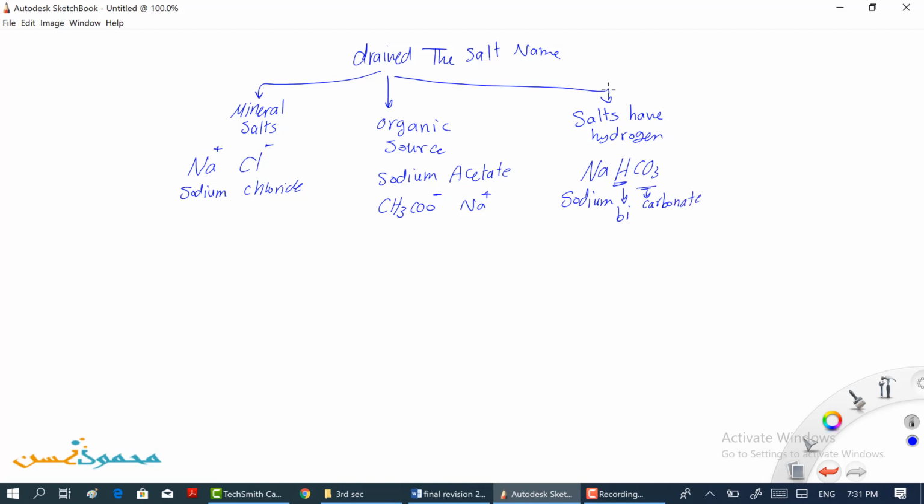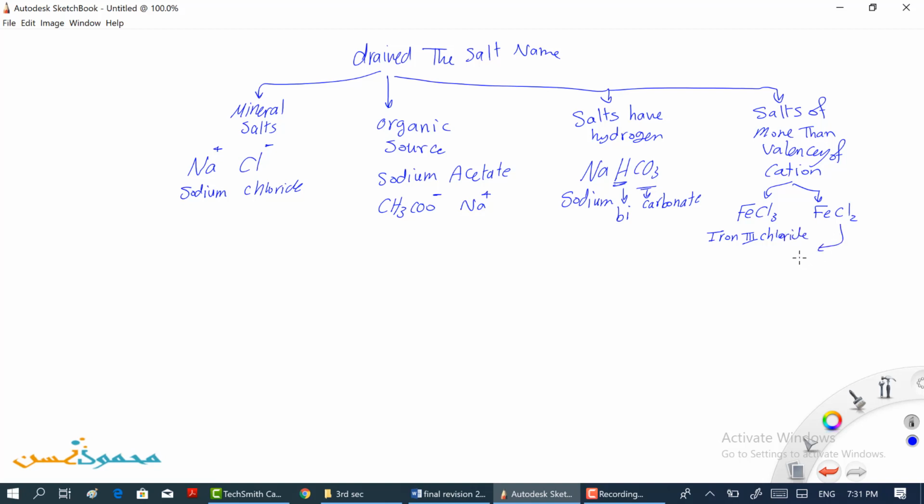In the case of salts that have a cation of more than one valency, like iron trichloride or iron dichloride, in this case we state the valency of the iron: iron trichloride and iron dichloride.